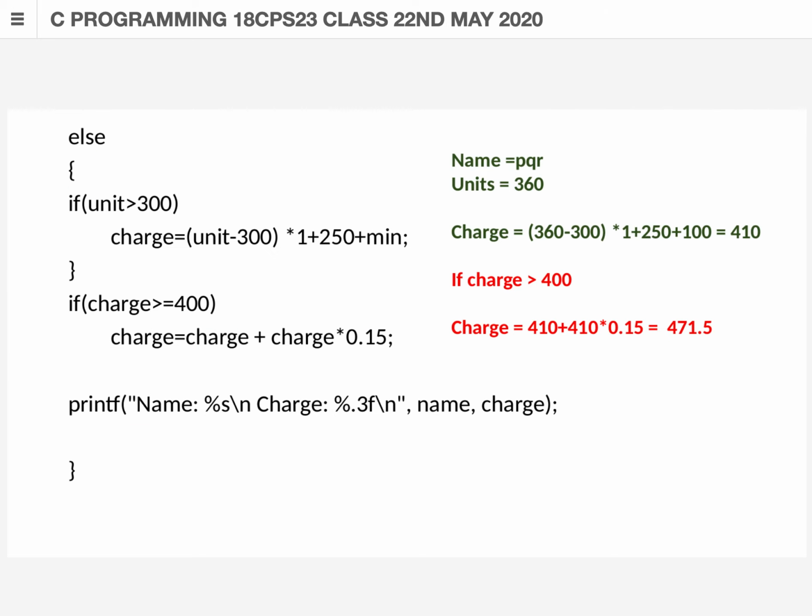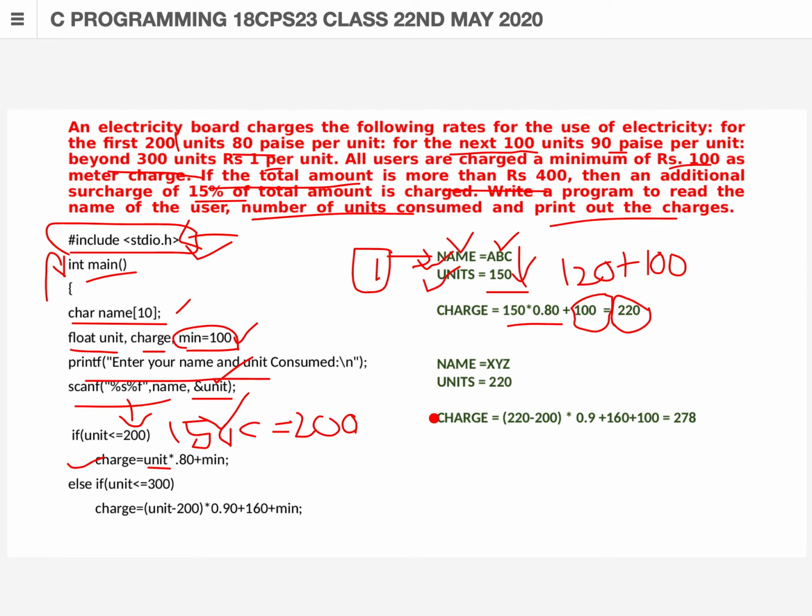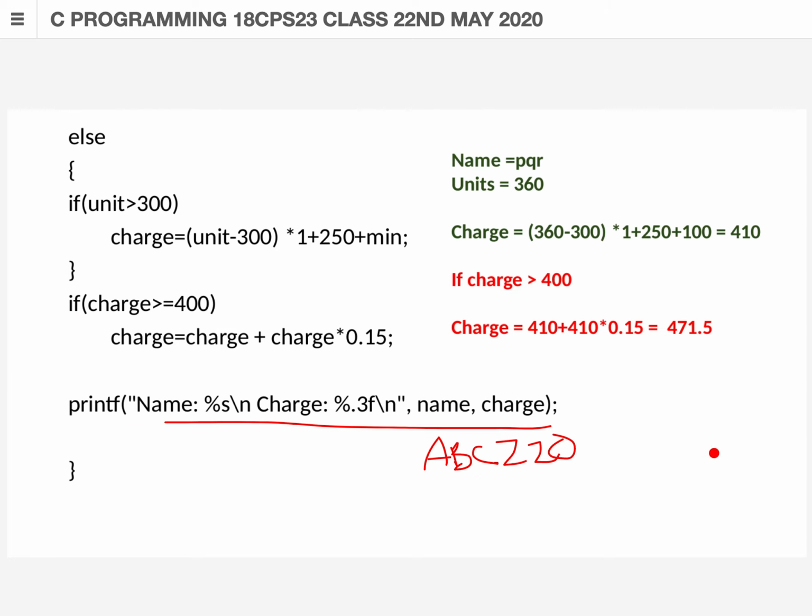So the total amount for the 150 units consumed will be displayed as 220, and the name of that person is ABC. So our first iteration of charges applies when the units are less than 200, and the first branch is executed.